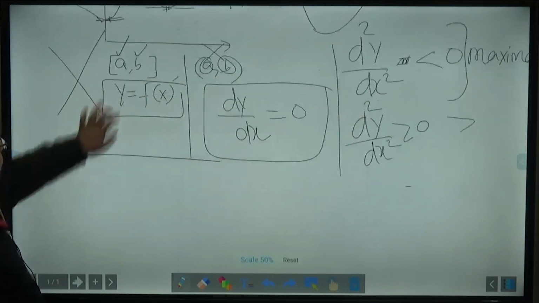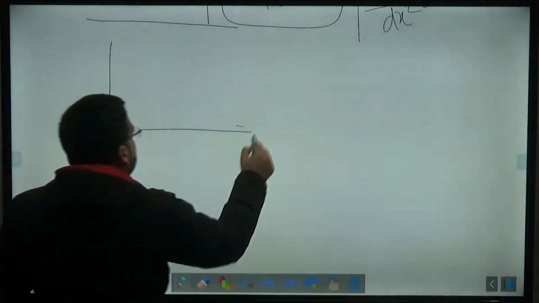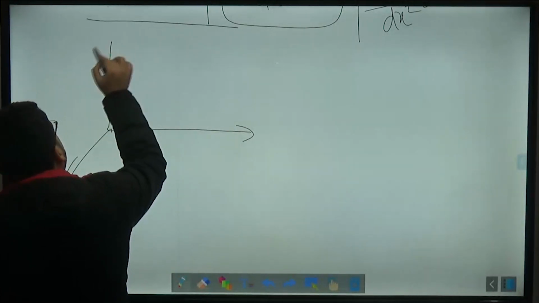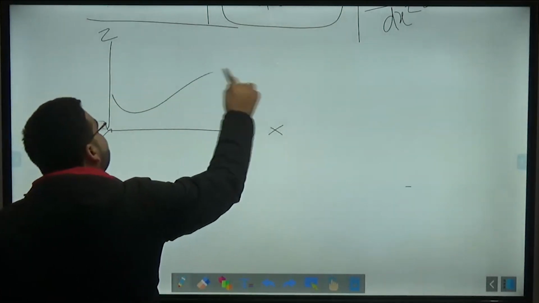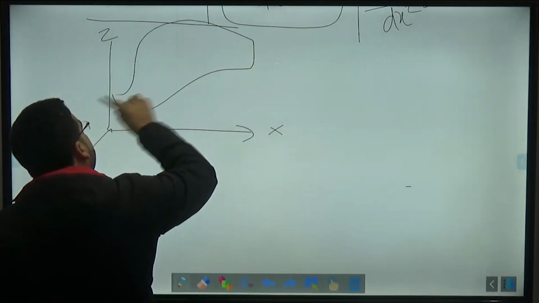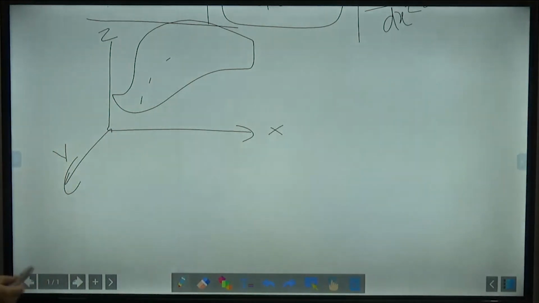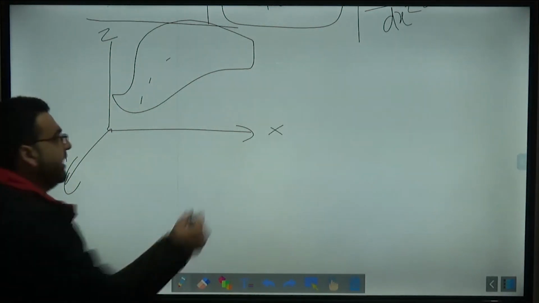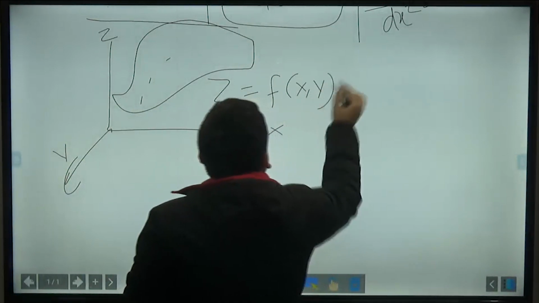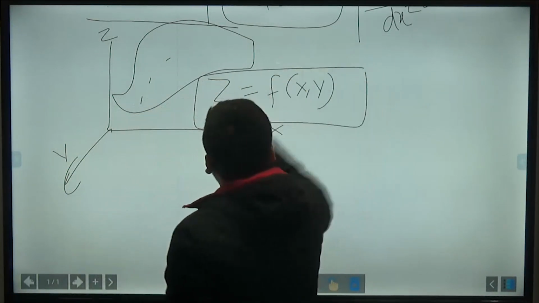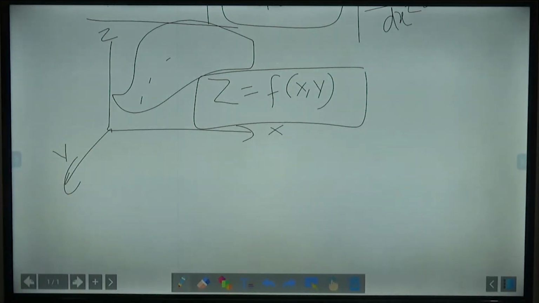Now if we have two variables, let us say it is a three-dimensional figure. This is my z, this is my y, this is my x, and you have some three-dimensional figure here. The value of z is changing depending on x and y, so z is a function of x and y. It means that now we have to use the concept of partial differentiation.